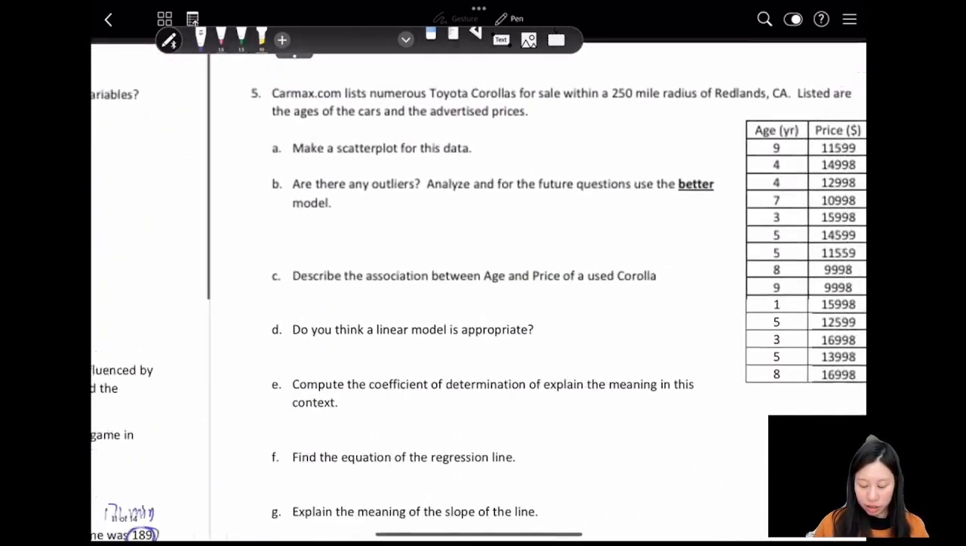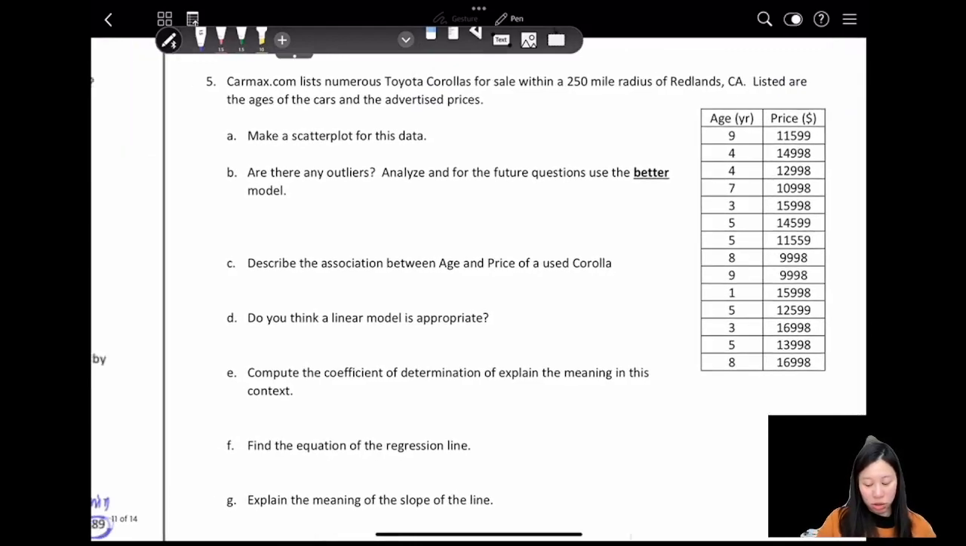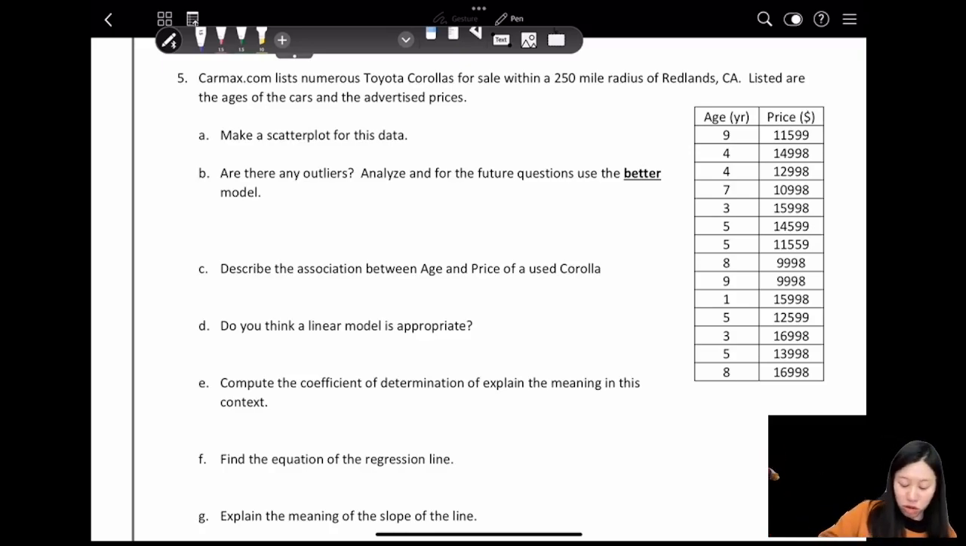Okay, next. CarMax lists numerous Toyota Corollas for sale within a 250 mile radius of Redlands, California. They list the age of the car and the advertising prices. By experience, we know that the older the car is, the lower the price is going to be, right? Because a car's value depreciates over time. So now make a scatter plot for this data. We're going to use GeoGebra for this.